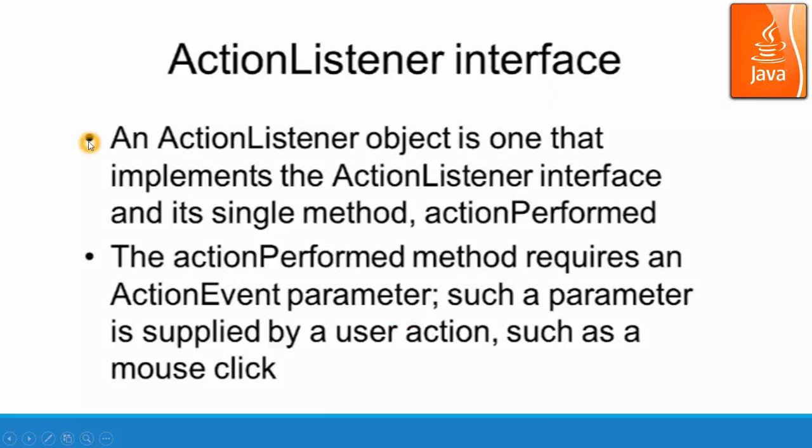Action Listener Interface. An ActionListener object is one that implements the ActionListener interface, and it has a single method, actionPerformed. The actionPerformed method requires an ActionEvent parameter. Such a parameter is supplied by a user action such as a mouse click. So the ActionListener interface is used to model the behavior of the GUI, such as the mouse click, and how the mouse click can be handled by the ActionListener's actionPerformed method.